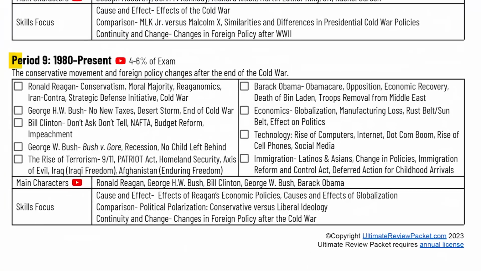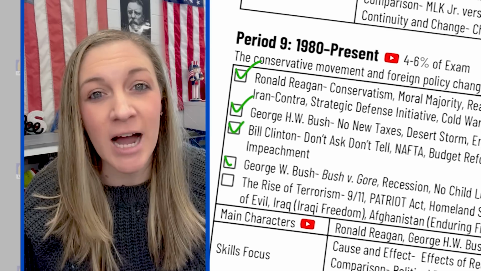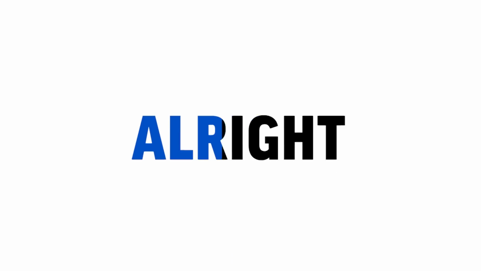Right now, look at period 9. Circle any people, events, or vocab, things that you don't quite remember that you know you want to focus on as we review. Then as you're confident that you've mastered these topics, you can check them off and move on to the next one. All right, here we go.